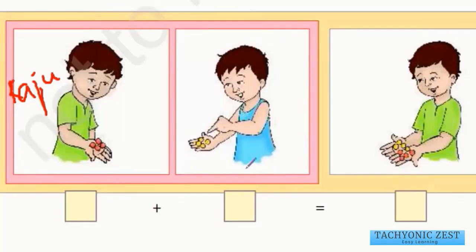So how many balls does Raju have in total? Let us see. First, let us count the number of balls Raju had. At first Raju had how many balls? We will count 1, 2, 3, 4. So at first Raju had 4 balls. Then Raju's friend Amit came to him and gave him a few more balls. How many balls did Amit give to Raju? That is 1, 2, 3, 4. So 4 more balls. Now what is the total number of balls Raju has? Let us count here. 1, 2, 3, 4, 5, 6, 7, 8. So Raju finally has 8 balls.